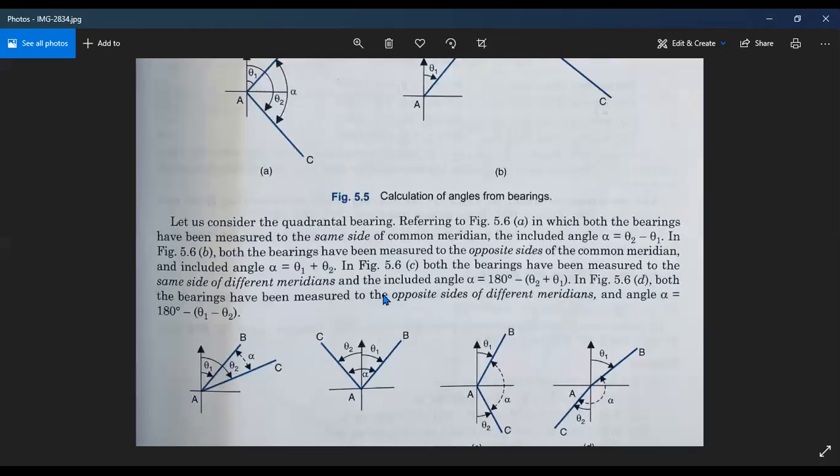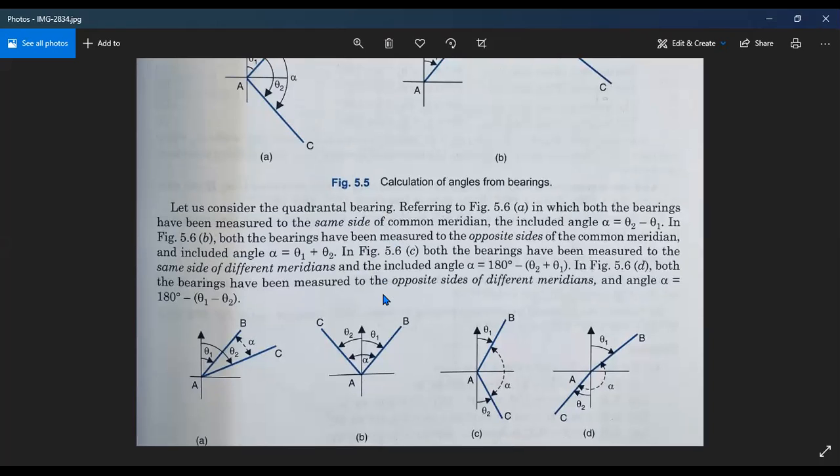Now, in the quadrantal bearing system, it is easy to calculate the included angle, because we will be measuring with respect to the quadrant. See the first figure, line AC and line AB. The bearing of line AB is theta 1, bearing of line AC is theta 2. I will express the bearing of line AB as north theta 1 east, and the bearing of line AC as north theta 2 east, because both lines are lying in the same quadrant, the northeast quadrant. Quadrantal bearing is always expressed from north towards east or west, or from south towards east or west.